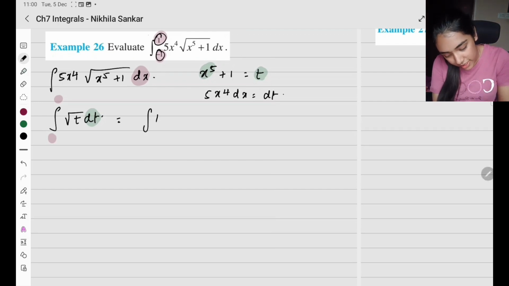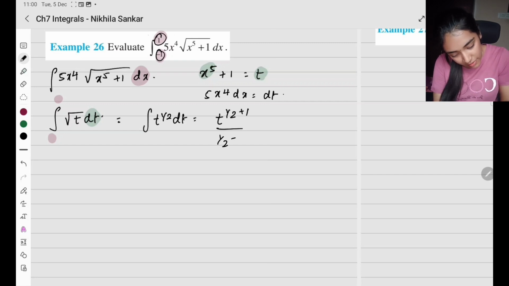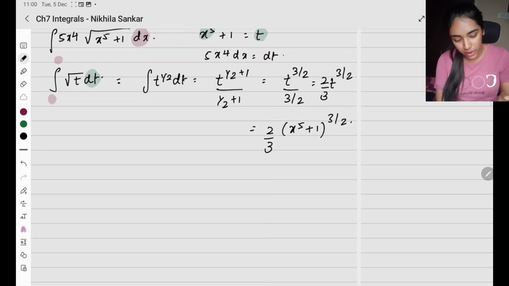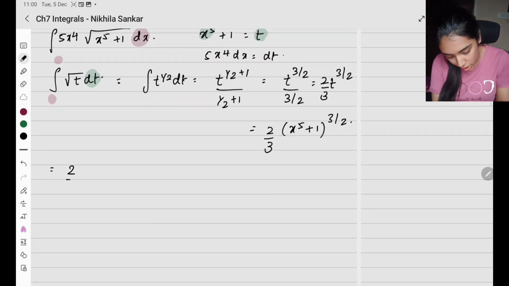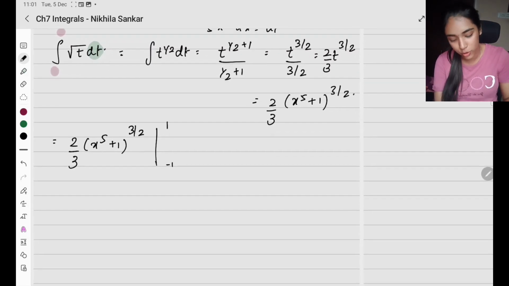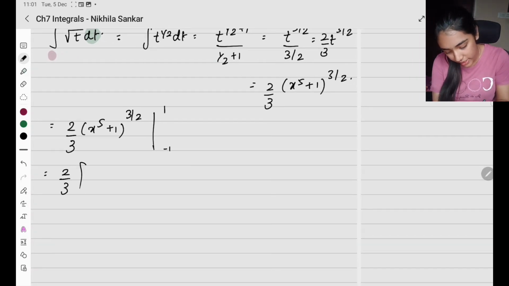Now this is t to the power half times dt, which is going to be t to the power half plus 1 divided by half plus 1, which is t to the power 3 by 2 by 3 by 2. 3 by 2 in the denominator comes to the numerator as 2 by 3. So 2 by 3 t to the power 3 divided by 2, where your t is x power 5 plus 1. So our integral value is 2 by 3 times x to the power 5 plus 1 to the power 3 by 2. I have to put the limits, which are -1 to 1. So I'll take 2 by 3 outside.